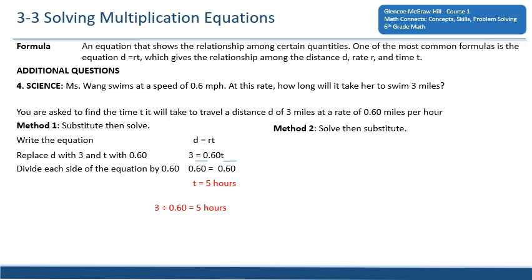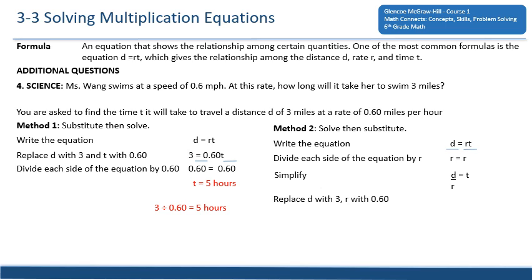So method 2 is where we take the formula and figure out what we need to solve for. If we divide each side by r, so that we get t all by itself, and then we plug in 3 for d and 0.6 for r, we get 3 divided by 0.6 equals 5 hours, or 5 equals t.